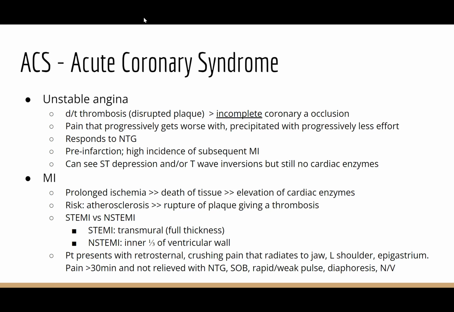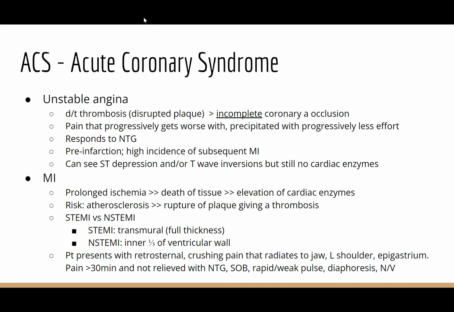Now, if you have prolonged ischemia, so 30 minutes or more, you're going to get the tissue death. And that's when you're going to have the disruption of the myocyte cell membranes. Then you're going to get leakage of the cardiac enzymes into the serum, which is when you can measure the cardiac enzymes, which is an indicator of myocyte cell death. Risk, atherosclerosis, rupture of that plaque, giving you the thrombosis. Thrombosis then has complete occlusion. So you're not getting anything past that occlusion. That's why you have the ischemia and subsequent tissue cell death.